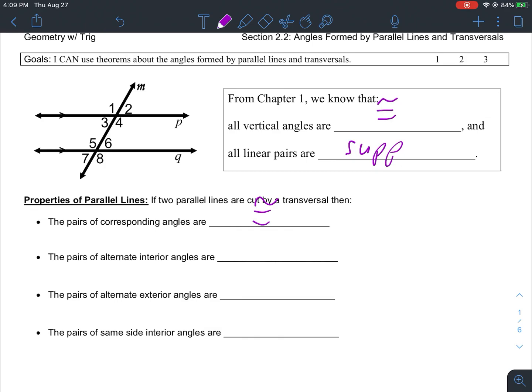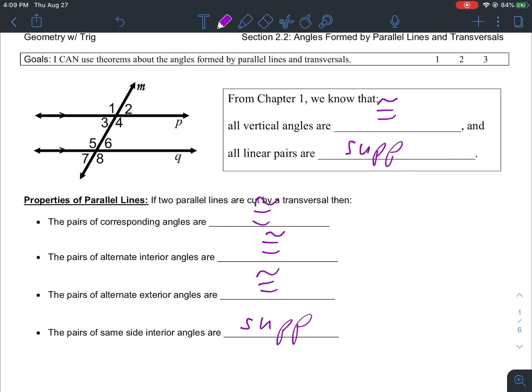Alternate interior, for example, 3 and 6. 3 and 6 are also congruent. Alternate exterior, for example, 2 and 7. Those are also congruent. Same side interior, for example, 4 and 6. Those are not congruent. Those are supplementary.